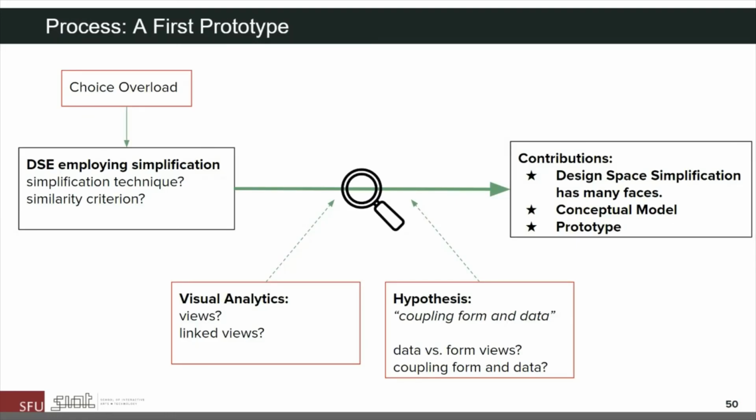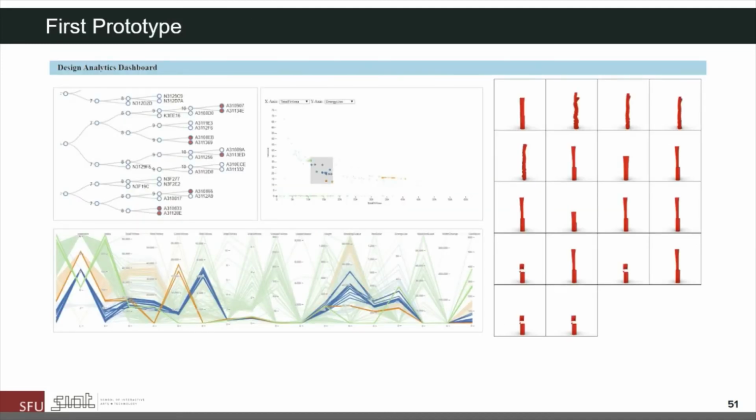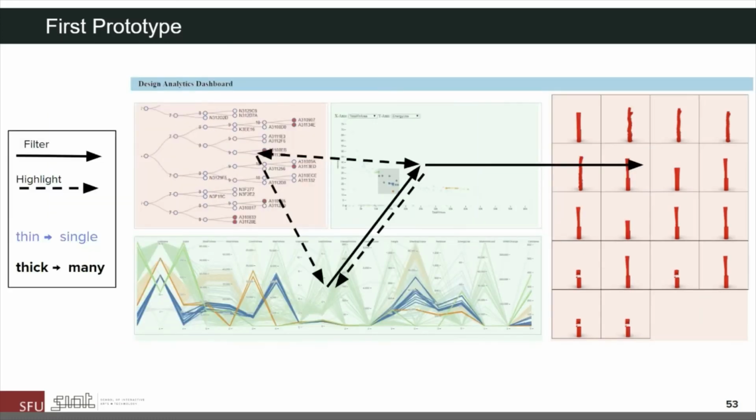This brings us to our last contribution. With this understanding of the applications of design space simplification, and with the help of the conceptual model we developed, we created the first prototype of a design analytics dashboard. This dashboard includes data and form views, in addition to a view representing a simplification of the design space through hierarchical clustering. These views are coordinated through a combination of filtering and highlighting. We discuss this interface in detail in the paper, as well as the decisions we made in more depth.